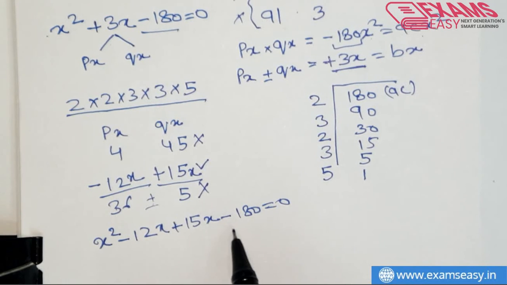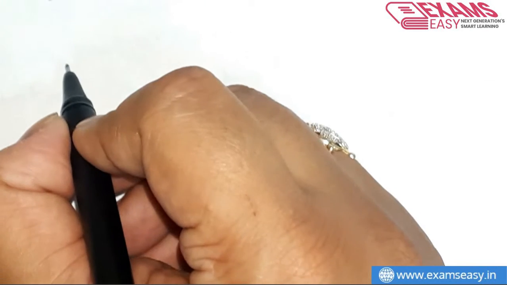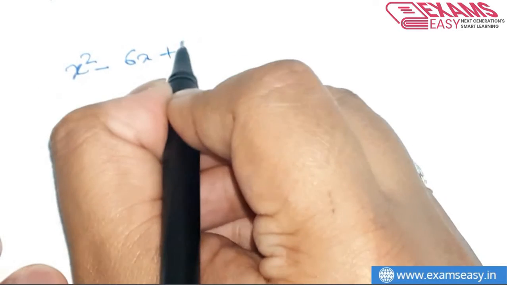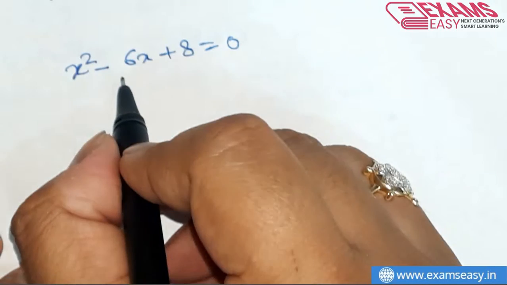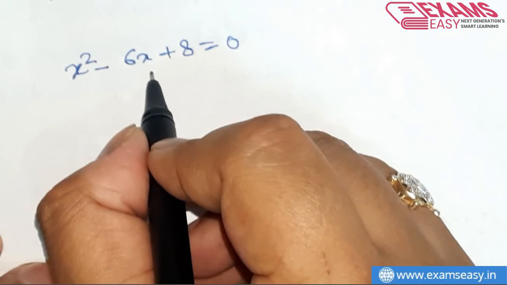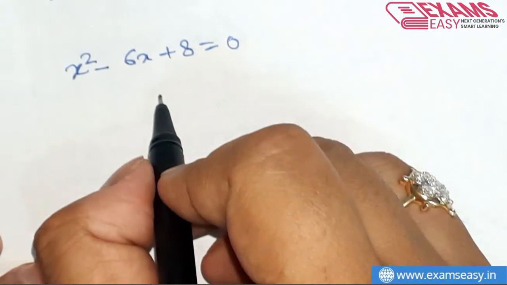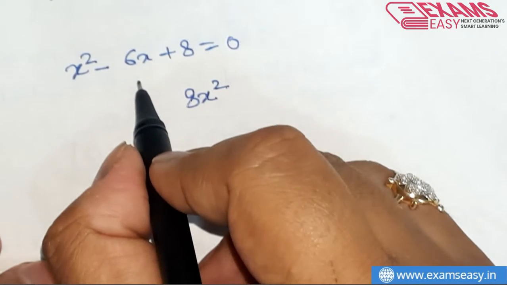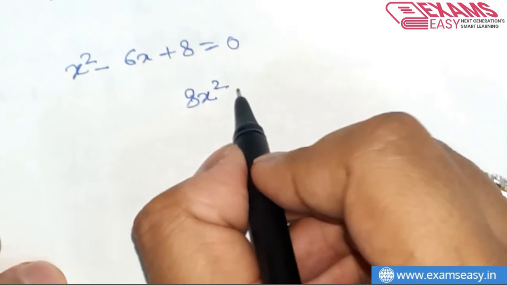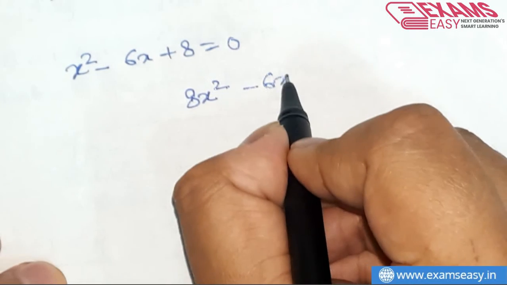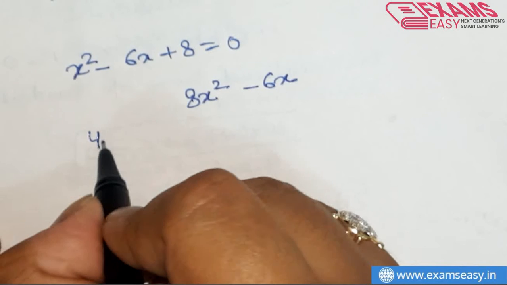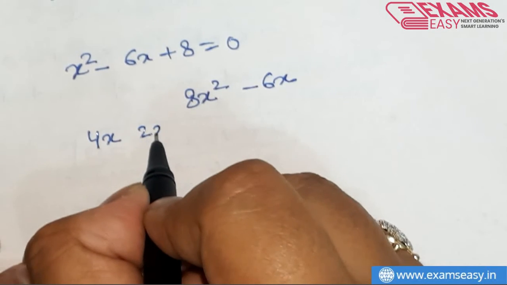We can split the middle term into px and qx. Let us see one more example for completing step 3: x square minus 6x plus 8 is equal to 0. So we have to split the middle term, that is minus 6x, in such a way that the product of the two terms will give us 8x square, and the sum or subtraction of those terms will give us minus 6x. So what are the possible combinations with this? We have to find out 4x and 2x.